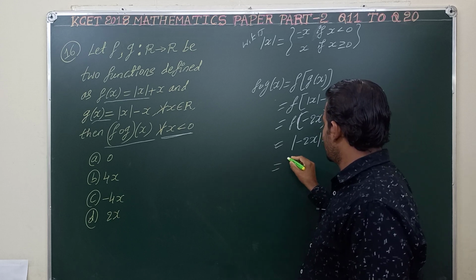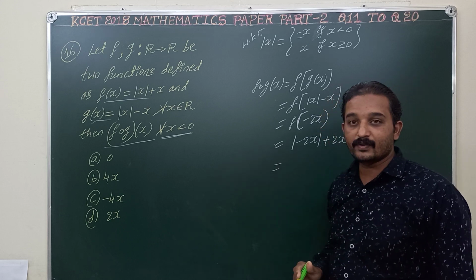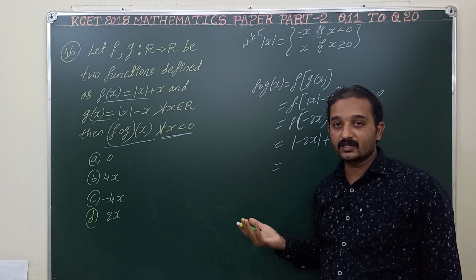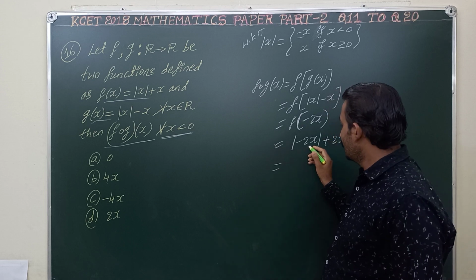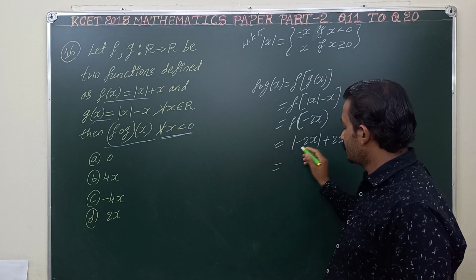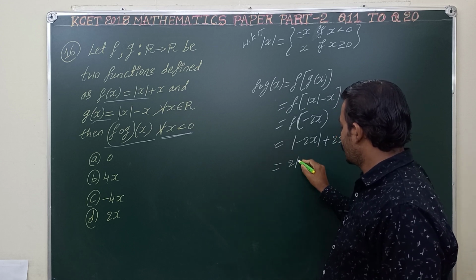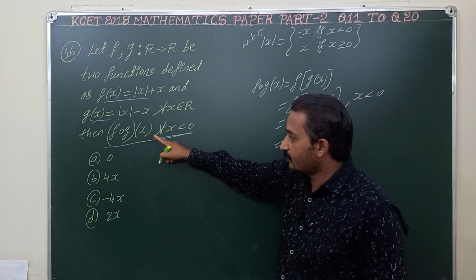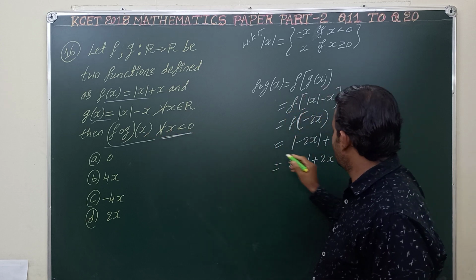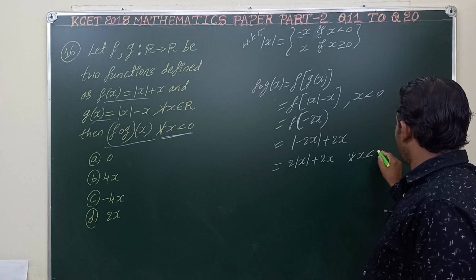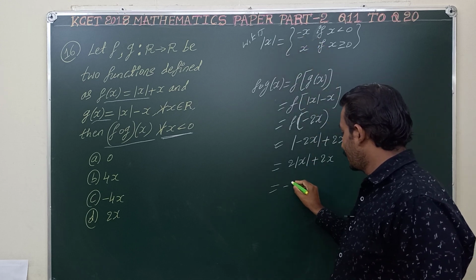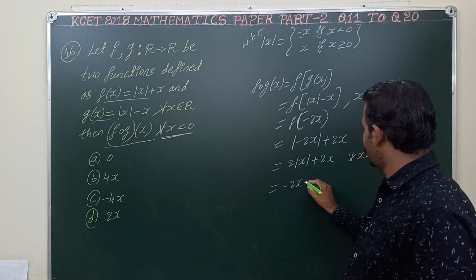So here in this case, according to the properties of modulus, minus 2 into modulus of x. This is modulus of minus 2, nothing but 2, modulus of x plus 2x. Once again we have to find out F composition G of x at x less than 0. So here for all x less than 0, modulus x can be written as minus x. Minus 2x, it can be written as minus 2x.